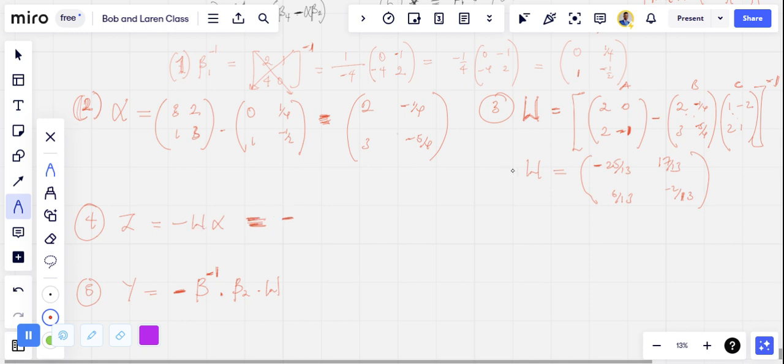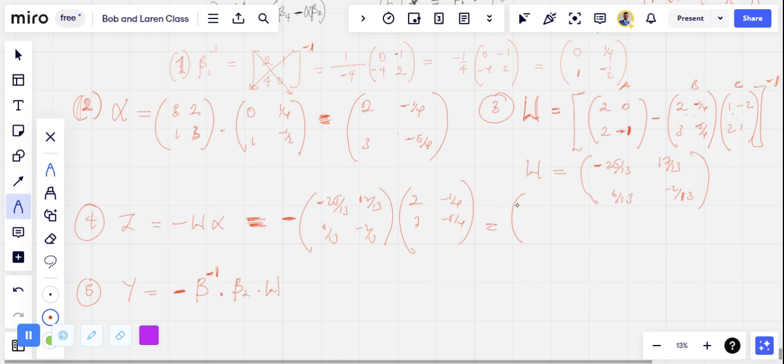So my W now, I have it with the minus outside. I have my W as minus 25 over 13, 17 over 13, 6 over 13, minus 2 over 13. Then times alpha. Where's our alpha? See our alpha value here: 2, minus 1 over 4, 3, minus 5 over 4. That's what I have. So if I multiply this and this together, times this minus, we have our Z.